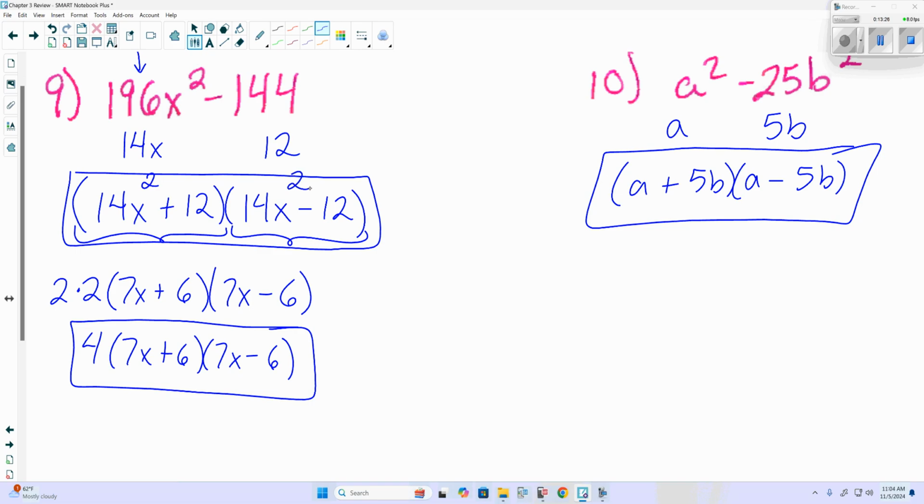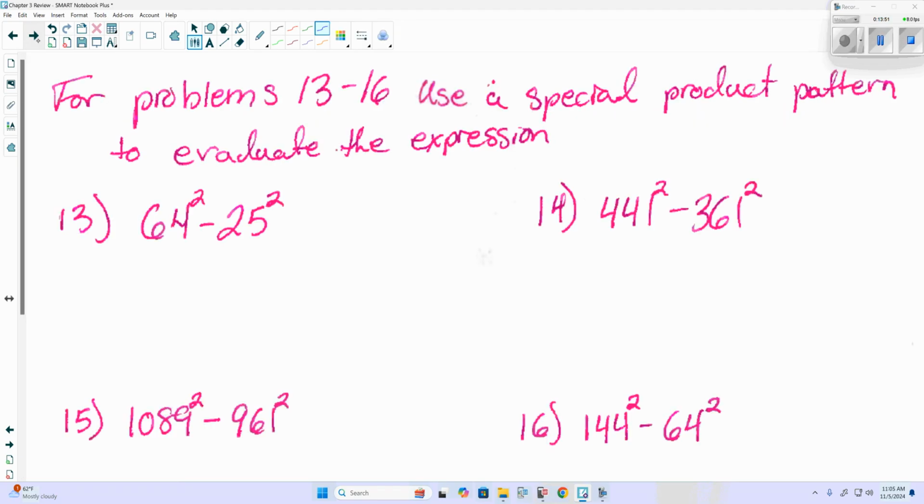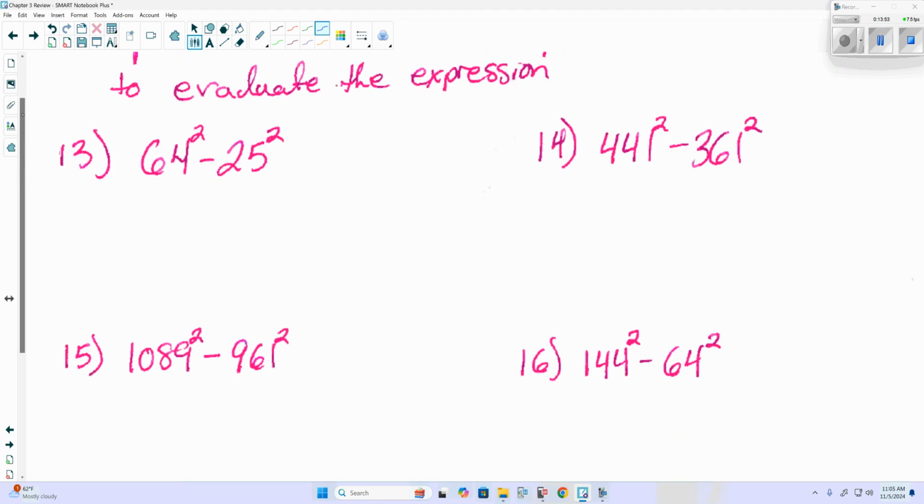Questions on either one of these here? All right. We're ready to look at the next one. Okay. Questions on 11 or 12 before we move on? Okay. Let's look at 13 through 16.